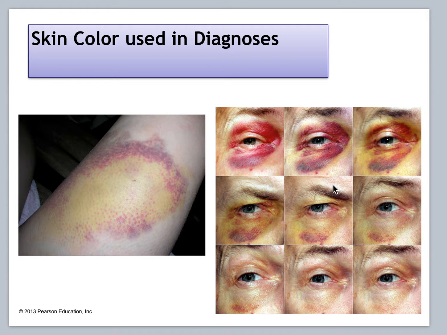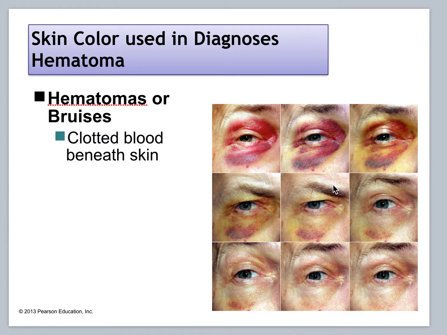Here's a bruise, and notice the different skin coloration of a bruise or a black eye, which is basically a bruise around the eye, a periorbital bruise. A bruise is basically clotted blood beneath the skin.